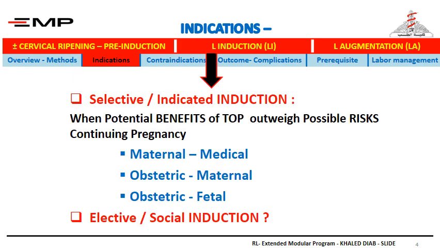As for induction of labor, it is indicated when the potential benefits of termination of pregnancy outweigh the possible risks of continuing pregnancy for various maternal, medical, or obstetric, maternal, and fetal indications. Common indications are past dates, intrauterine fetal death, pre-labor rupture of membranes, antepartum hemorrhage, hypertensive disorders with pregnancy. Elective or social indication with no clear maternal or fetal indication should be avoided, especially before 39 weeks due to increased maternal, fetal, and neonatal risks.